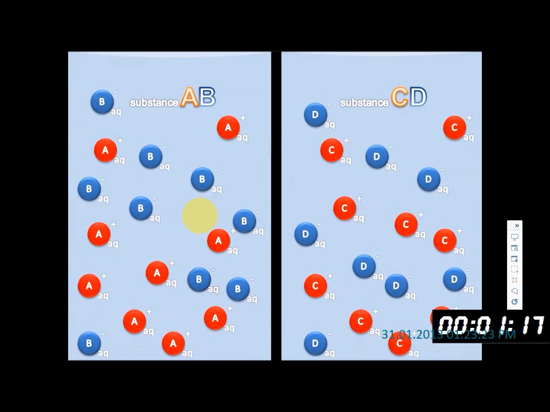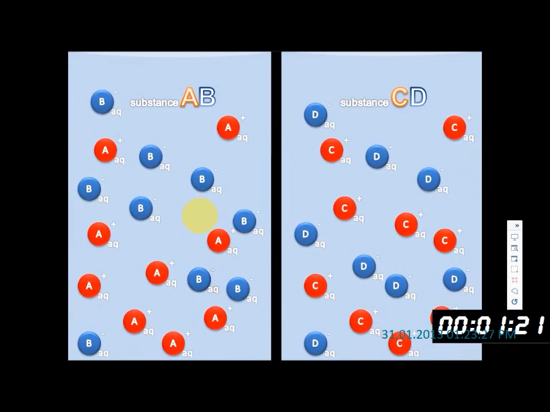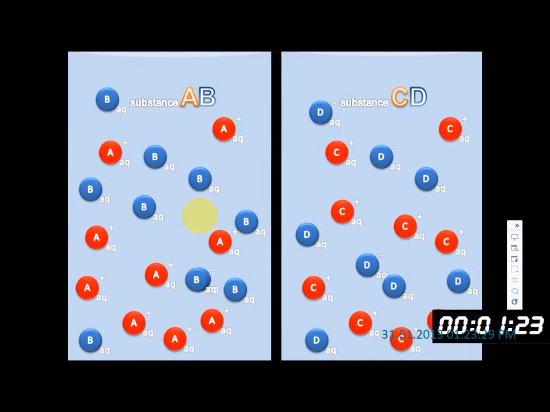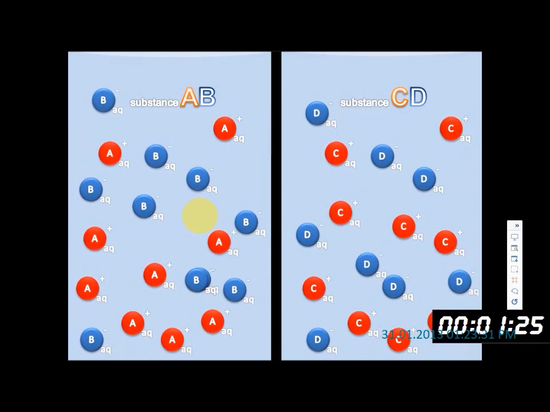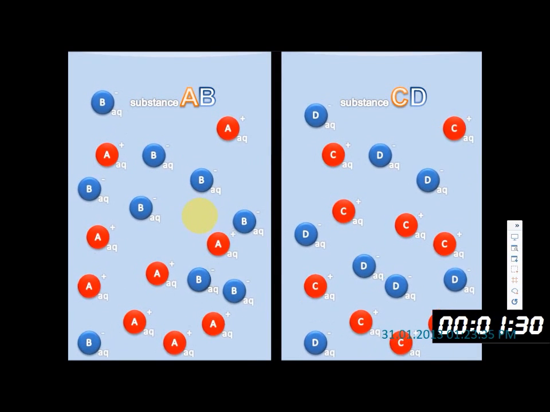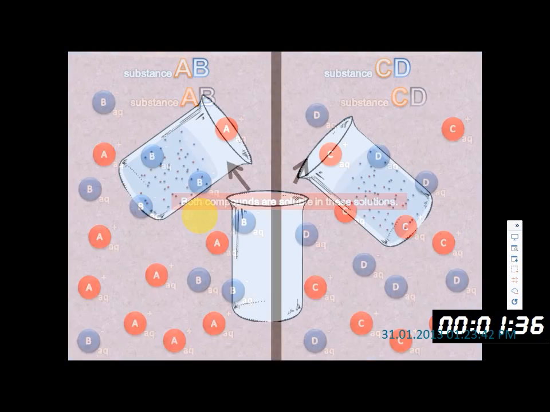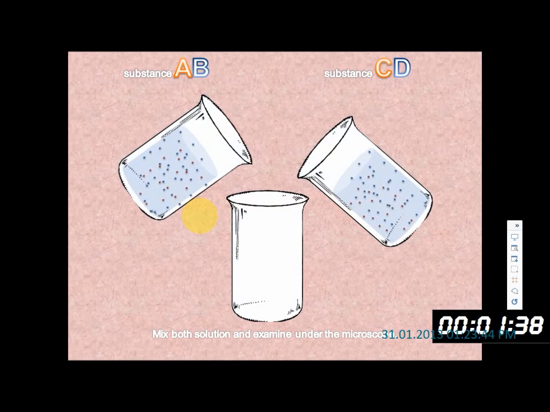Now, again, this is happening because they are soluble substance. They separate once they go into water, but as soon as you evaporate the water, they recrystallize and they become AB or CD. But once they're in water, they're soluble. They just jitter, okay? So both compounds are soluble in these solutions. Now, mix both solutions and examine under the microscope, see what happens.